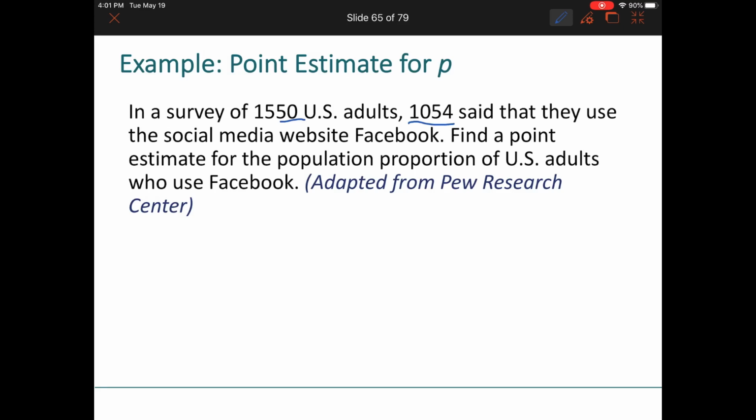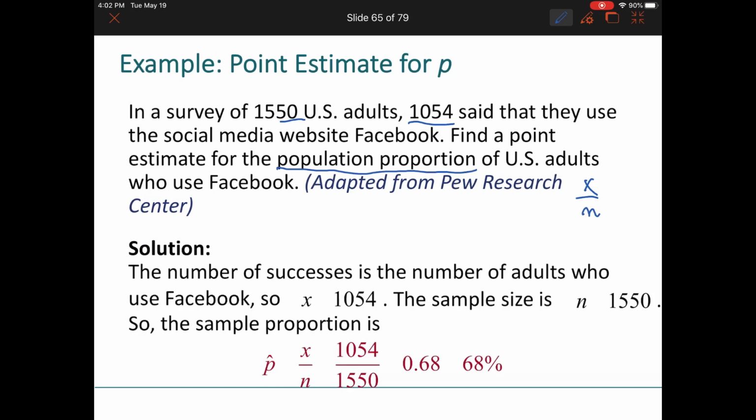And here is another example. In a survey of 1,550 U.S. adults, 1,054 said they use Facebook. Find a point estimate for the proportion of adults, proportion from population, that is, that use Facebook. So all you have to do is just divide X over N. X is clearly 1,054, N is clearly 1,550. So that looks like around 2/3. And so here we go.